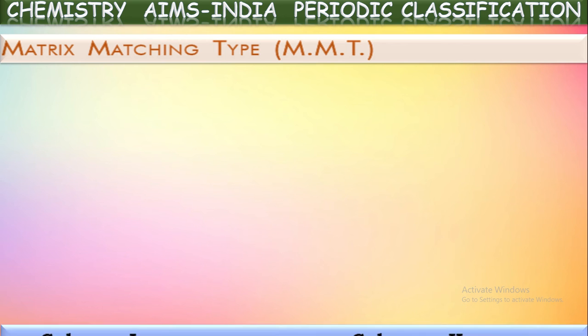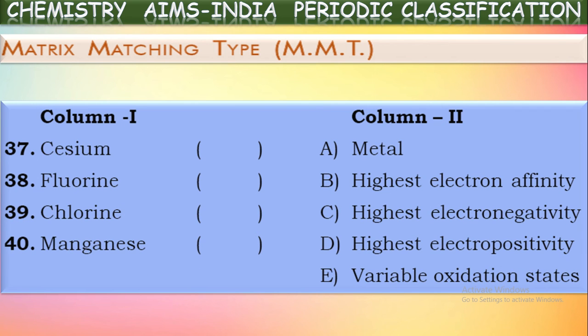Let us see the matrix matching type question. See the matching here. Some metals or elements are mentioned in column 1 and their special property is mentioned in column 2. Try to match this. See the first one, cesium. What about cesium? It is an alkali metal, so we can say it is a metal. And there is one more special property for this. It is the most electropositive element.